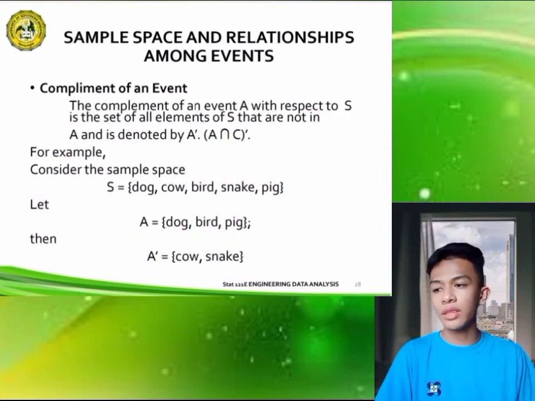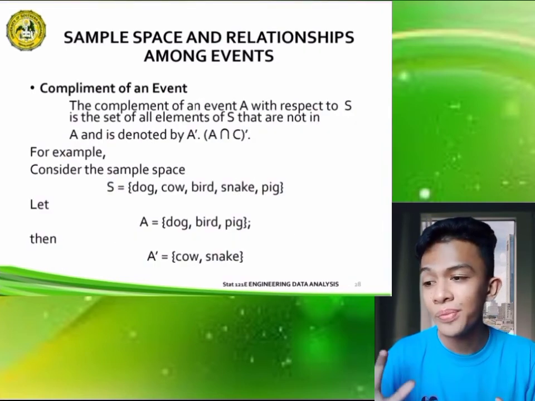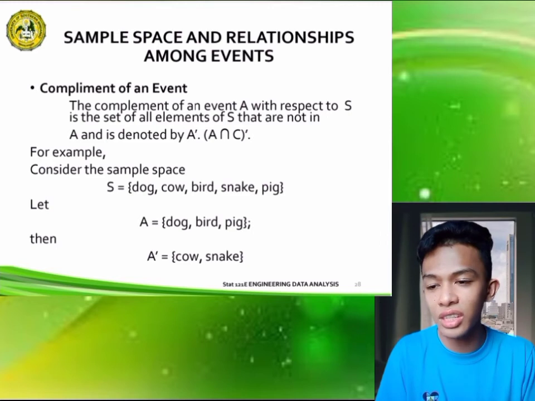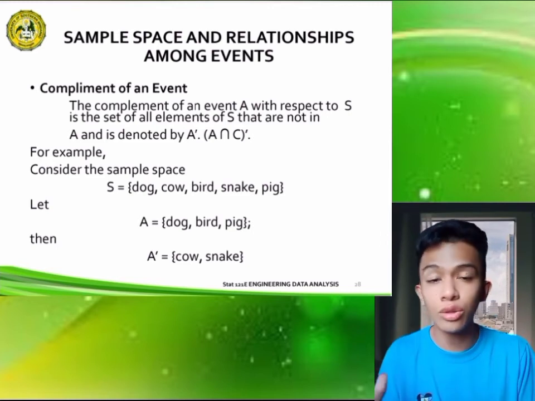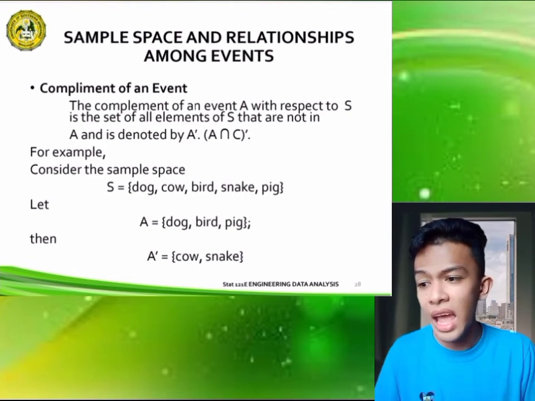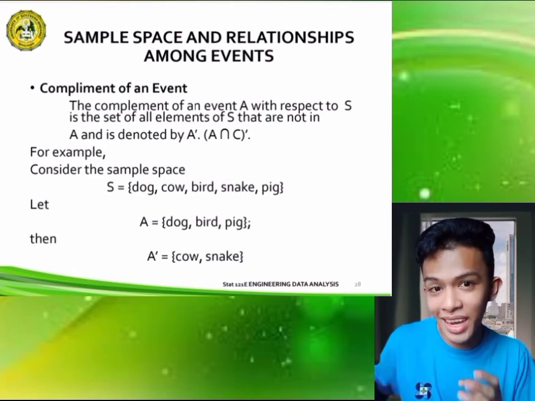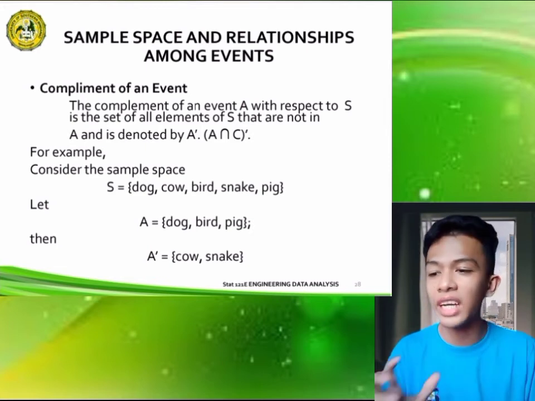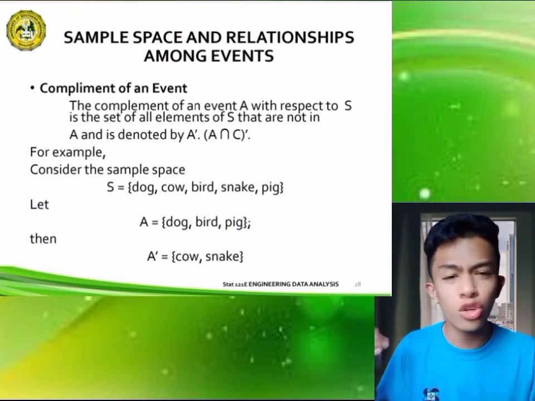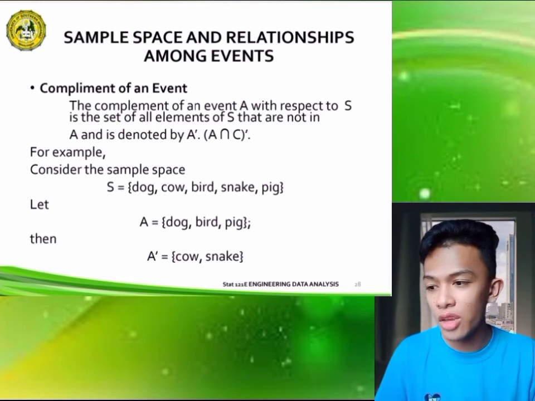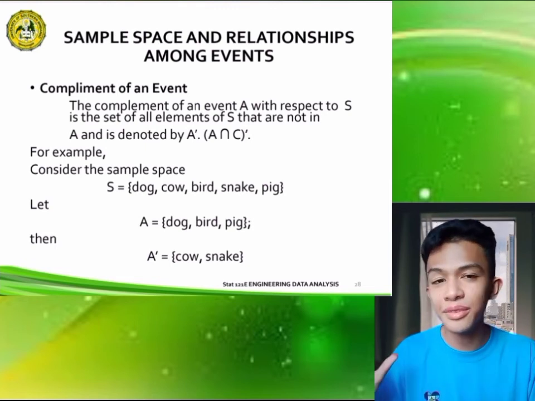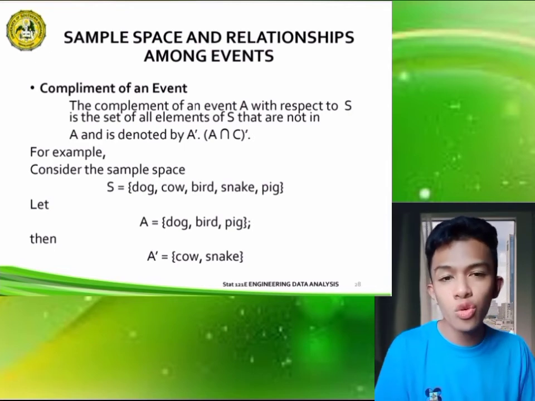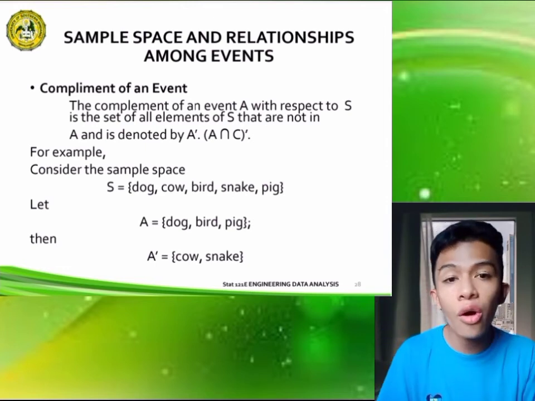Now, complement of an event, with respect to S. For example, A with respect to S is the set of all elements in S that are not in A. It is denoted as A prime. Meaning, what do you not have that he has? For example, our sample space S is dog, cow, bird, snake, and pig, which are your pets. Your friend's pets are a dog, bird, and pig. Denoted by A, for example you, A prime is what you do not have that he has? So, cow and snake.